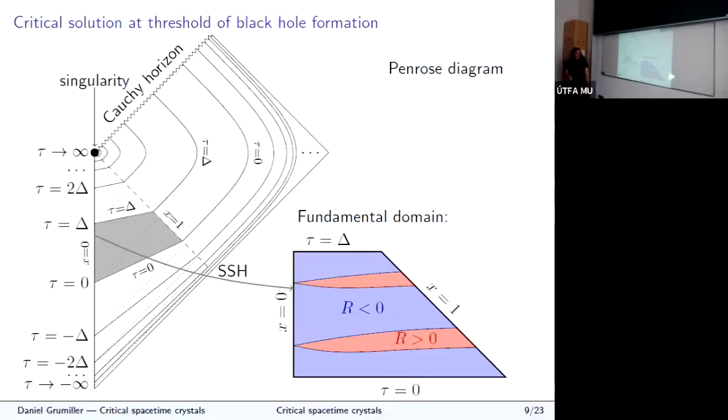This is the same picture as a Penrose diagram. You have spherical symmetry, so I'm dropping the d-2 sphere part. This is again the self-similarity horizon. This is the patch here. To construct the solution, it's sufficient to construct it in this fundamental domain, because of periodicity you know it then in the full patch. Once you know the patch, by smoothness you can continue it outwards into this outer patch, all the way up to this Cauchy horizon.